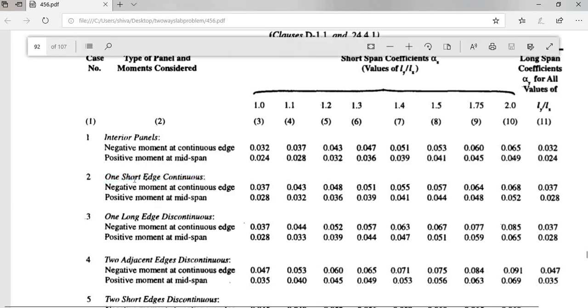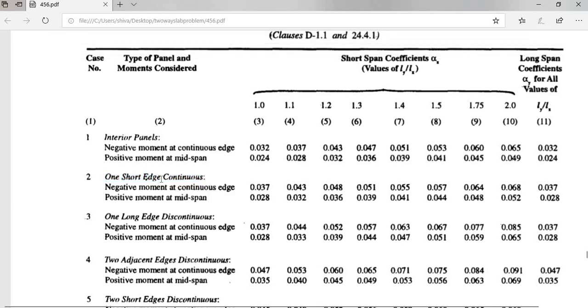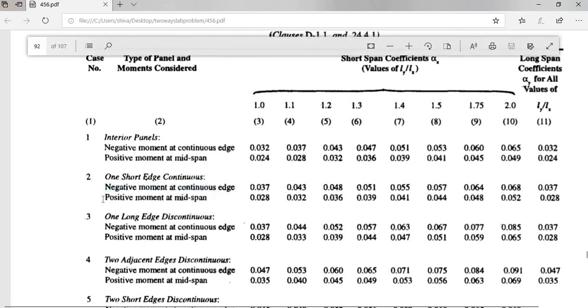Case 2 is one short edge discontinuous, not continuous. This is a printing mistake. For that, we have negative bending moment at the continuous edge and positive bending moment at midspan. Similarly, alpha x and alpha y are both positive as well as negative.